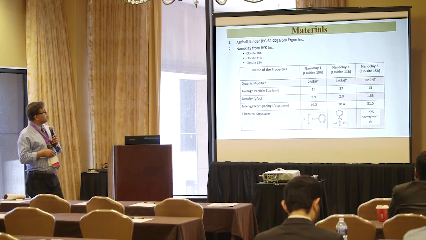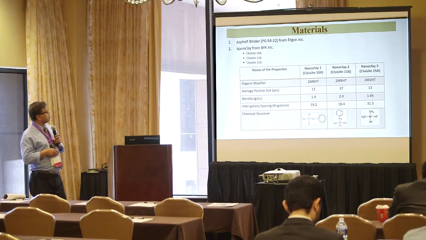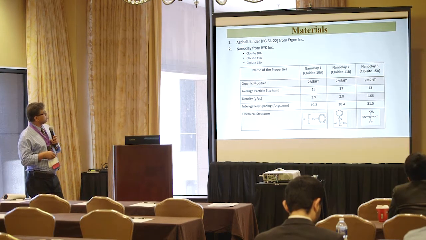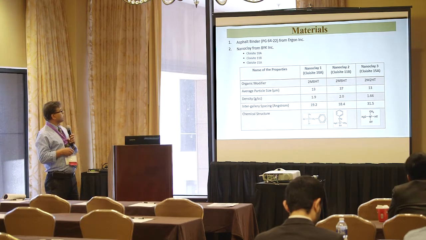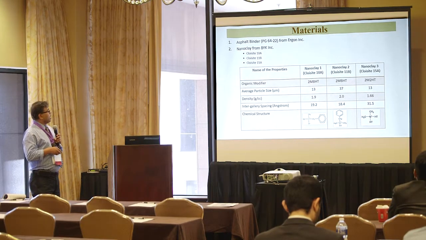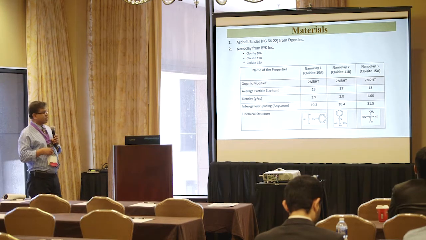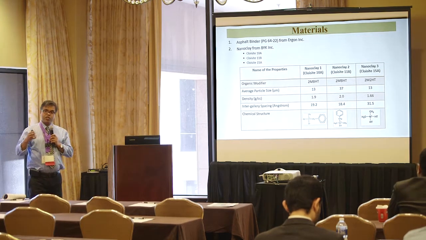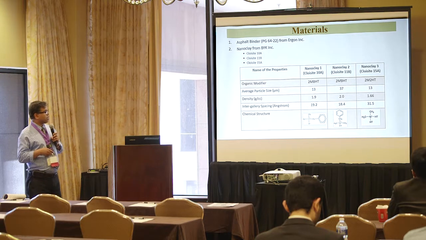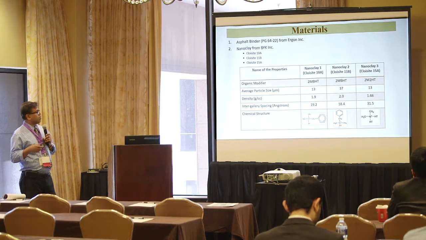And here are some of the basic properties of the nanoclays used. Three types of nanoclay we used in this study: Cloisite 10A, 11B, 15A, and organic modifiers, what it is named after, as well as the particle size, density, and intergallery spacing. Intergallery spacing is a very important parameter for nanoclay materials.